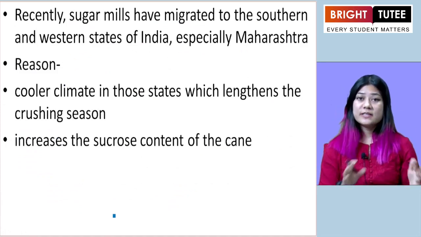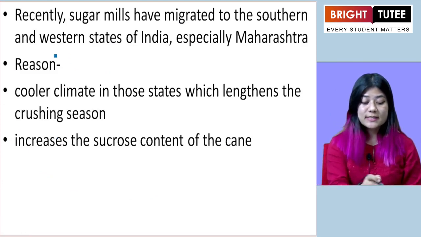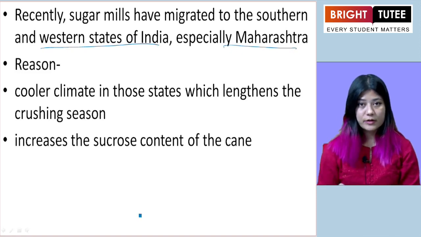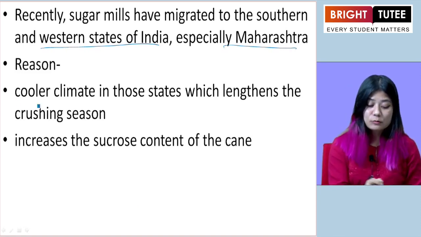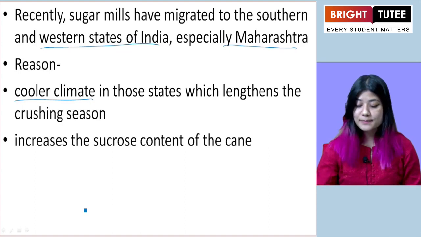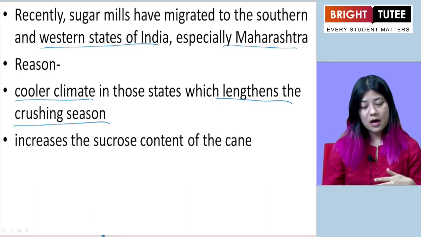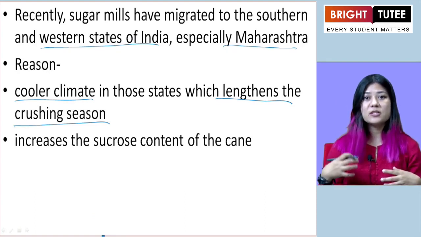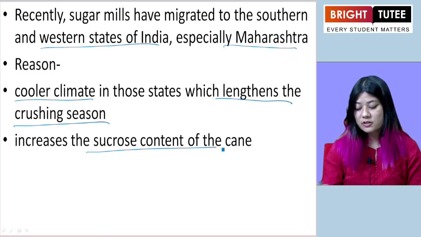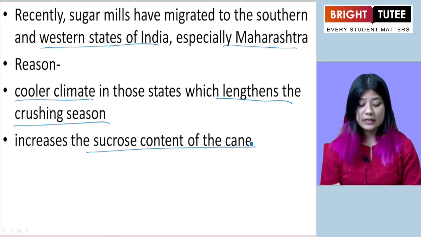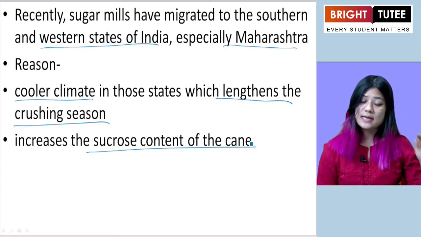Now, over recent years, we can see that sugar mills have migrated to the southern and western states of India, especially Maharashtra. Most of the mills are now slowly moving towards the west and the south. Why? Because these areas have a cooler climate, and the cooler climate helps lengthen the crushing season. They can crush the sugarcane for a long time. Otherwise, if the climate is not cooler, they have to make sure the crushing happens in a short time. The climate also increases the sucrose content of the sugarcane. Because of these reasons, the sugar mills have begun to migrate towards the western and southern parts of our country.